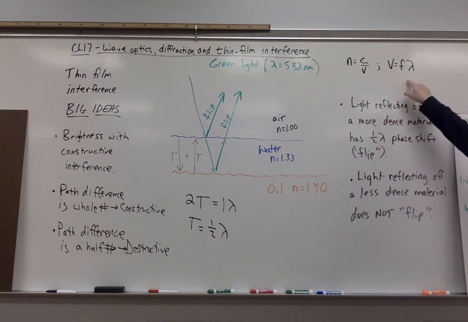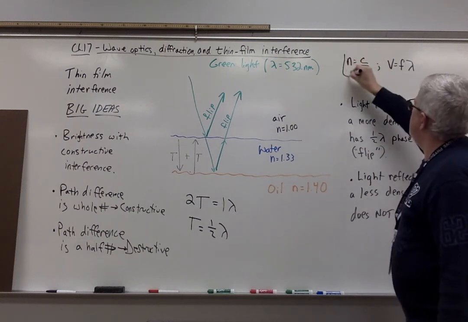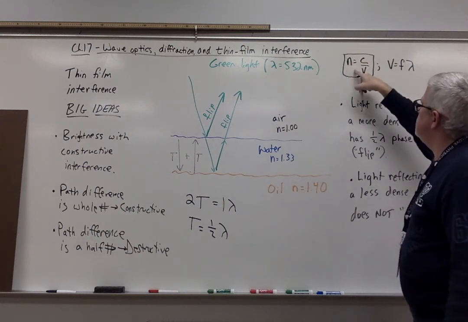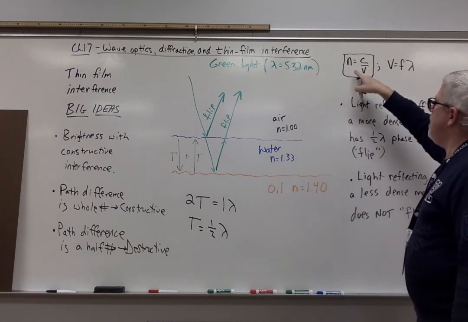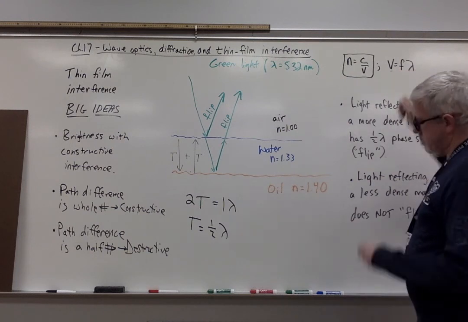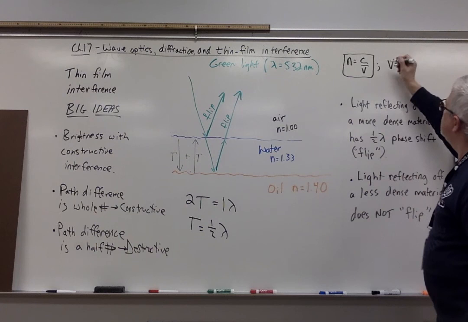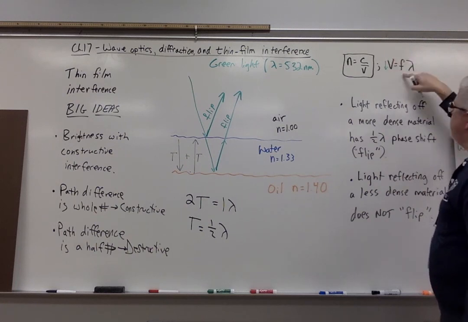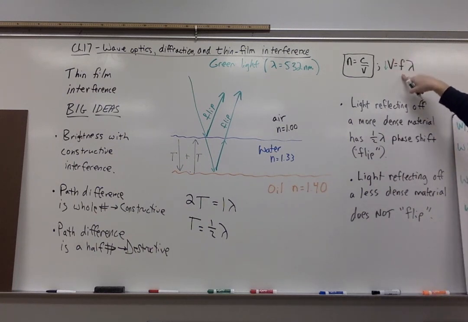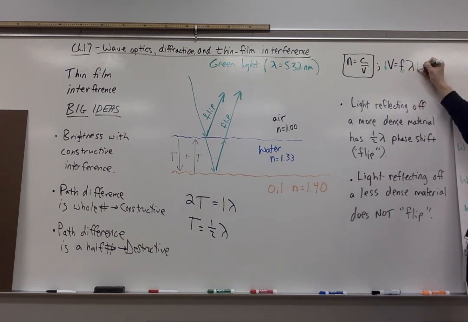But if we go back to these things from early in the chapter, these formulas over here, we know that as we go into things that are more optically dense, the speed of light slows down. So this goes down, that's the speed of light in the new substance. The frequency does not change ever when it goes into a new substance, so that is still equal. That means the wavelength also would go down, it would get shorter.